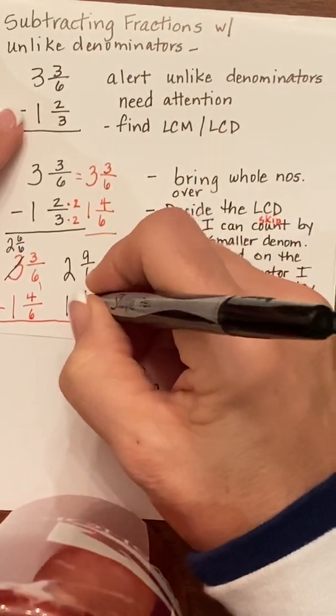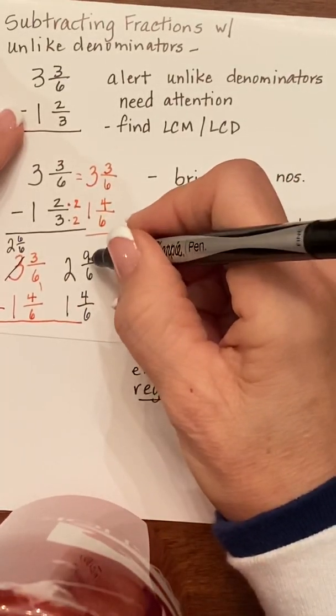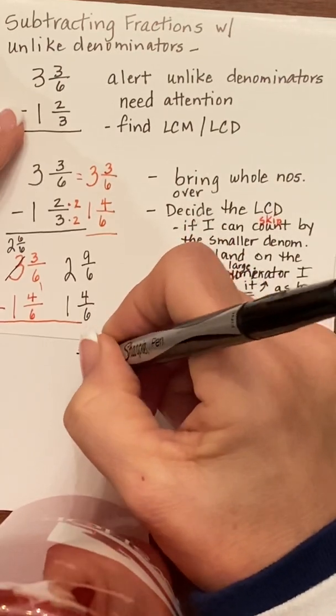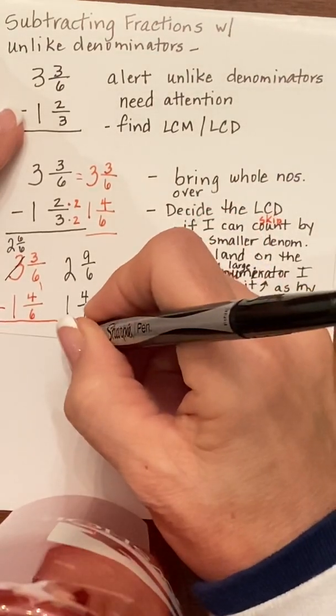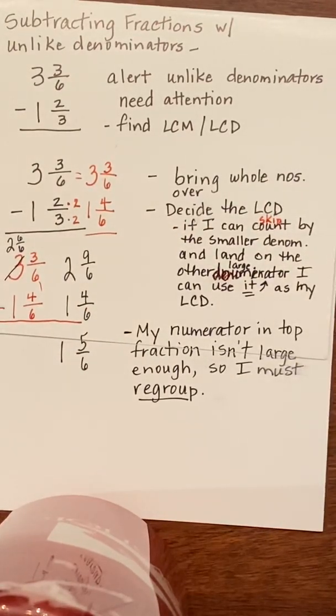Minus 1 and 4/6, subtract from the top to the bottom. Finally large enough: 9 minus 4 is 5. 6, 2 minus 1 is 1. Okay, so now we are good to go with that.